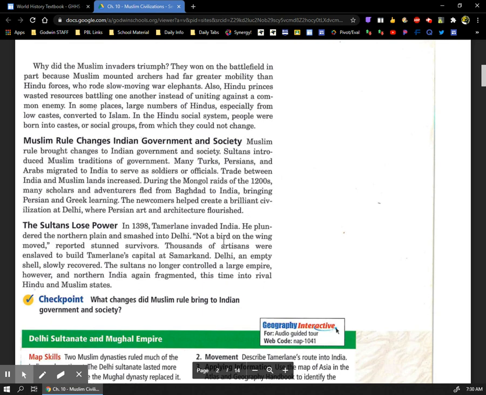However, northern India began again fragmented, this time into rival Hindu and Muslim states.